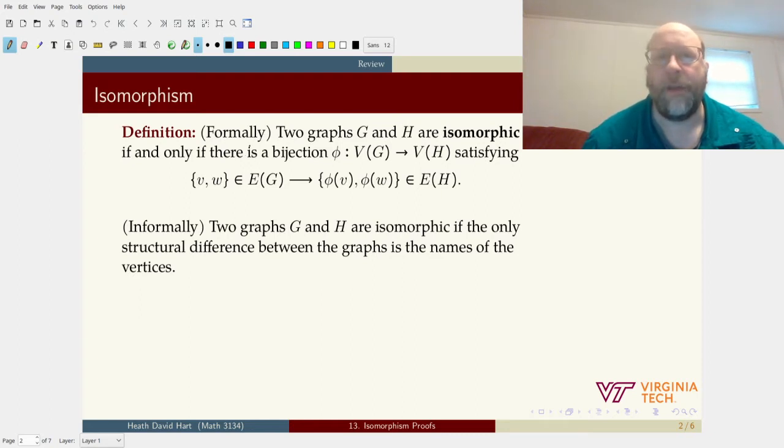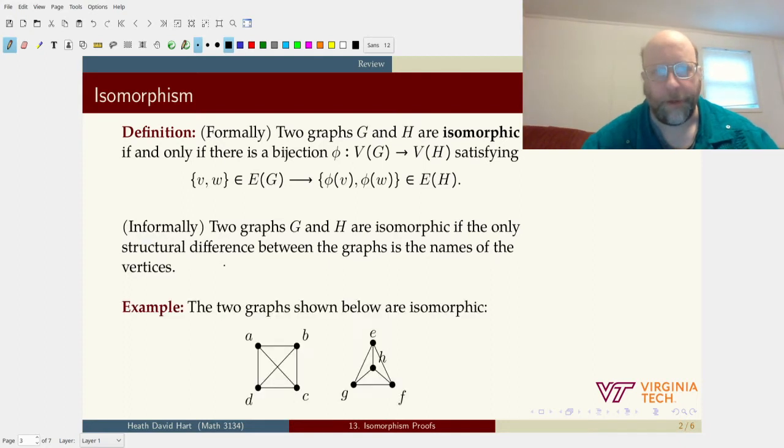Two graphs are isomorphic if it's possible to set up a bijection on the set of vertices, and then we automatically get a bijection on the set of edges as well. So informally, it just means that the only structural difference between the graphs is the names of the vertices. If I can rename the vertices of one graph to the other graph and then have them be the same, then they are isomorphic. As an example, we did this example last time.